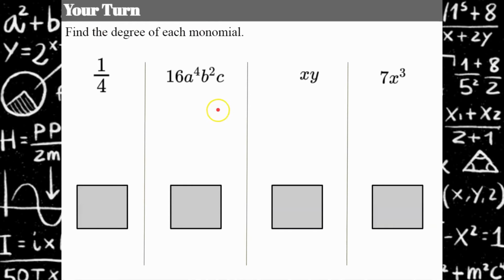All right, your turn. I'd like you to pause, find the degree of each monomial, come back and hit play when you're ready. Welcome back. Let's see how you did.